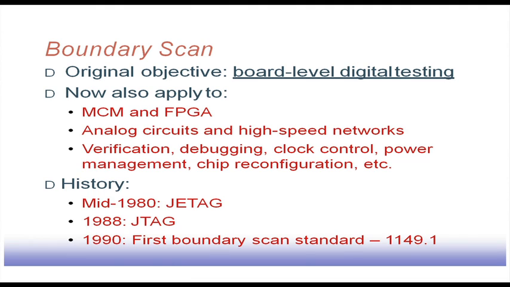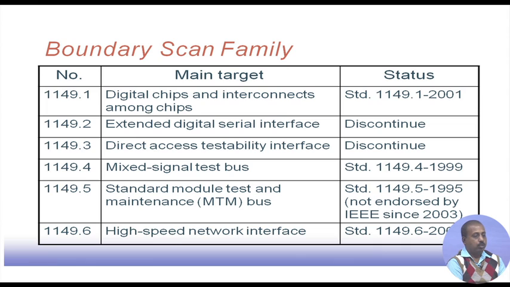In the mid 1980s there was an interface JETAG, and then in 1988 that got modified to JTAG. Then in 1990 came the first boundary scan standard, 1149.1. So there is a family. This is the thing that I was talking about, 1149.1, which is for digital chips and interconnect among chips. The standard was updated in 2001.